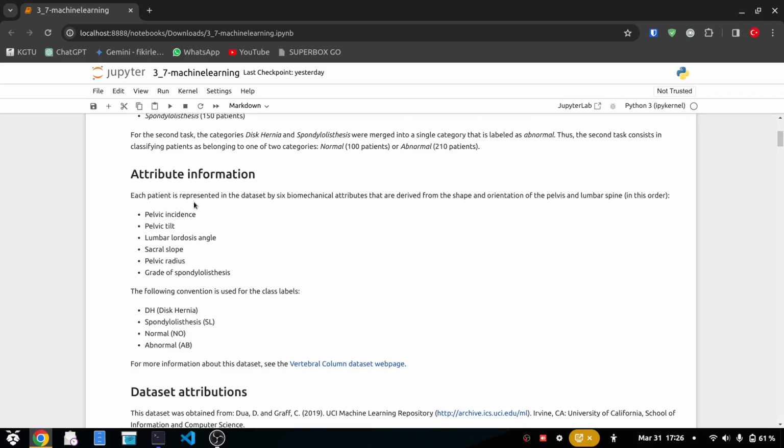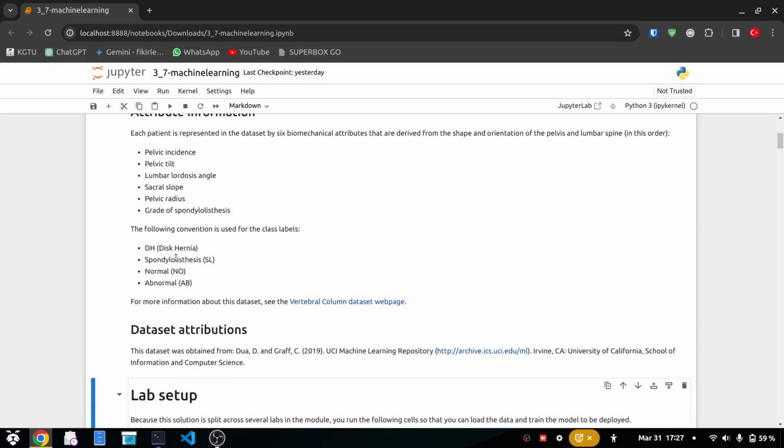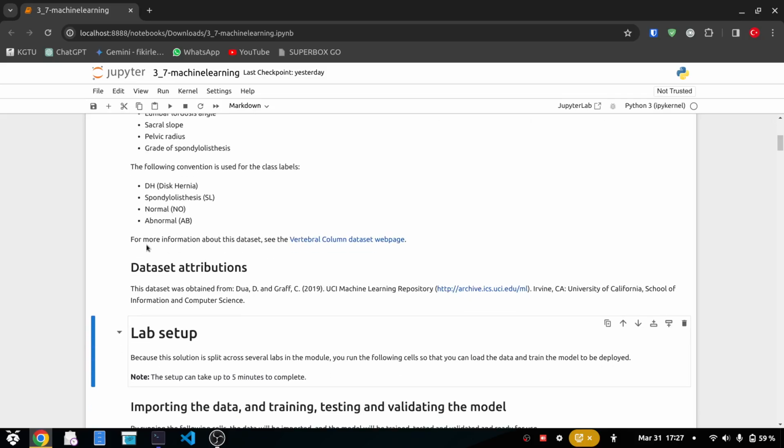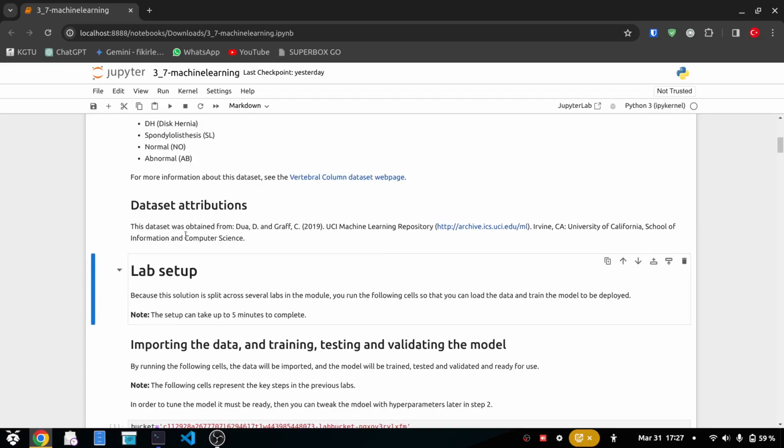Attribute information. Each patient is represented in the dataset by 6 biomechanical attributes that are derived from the shape and orientation of the pelvis and lumbar spine, in this order: pelvic incidence, pelvic tilt, lumbar lordosis angle, sacral slope, pelvic radius, grade of spondylolisthesis. The following convention is used for the class labels: dyschardia is DH, spondylolisthesis is SL, normal is NO, abnormal is AB. For more information about this dataset, see the vertebral column dataset webpage. Dataset attributions. This dataset was obtained from Dua et al., from the University of California, School of Information and Computer Science.